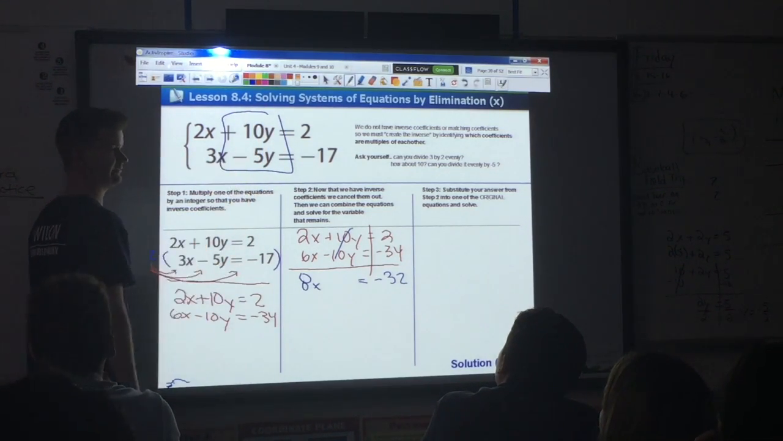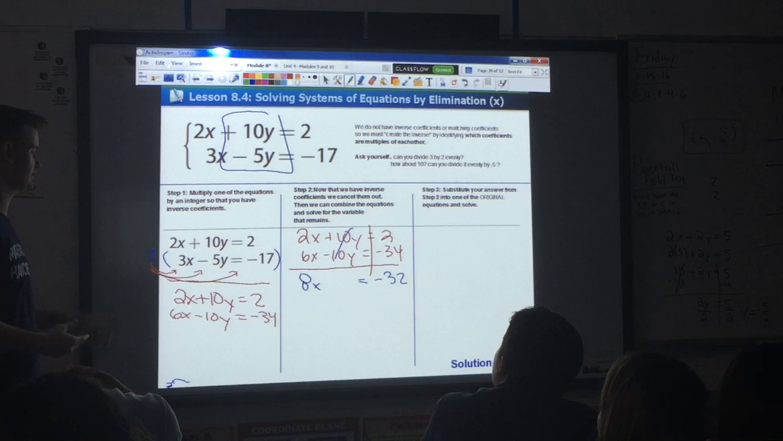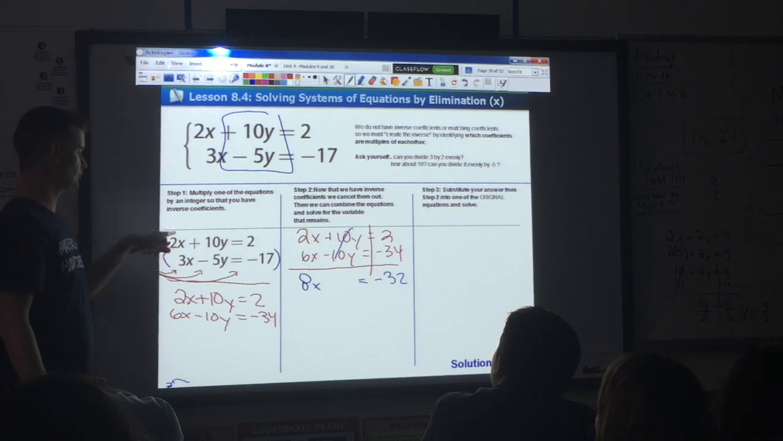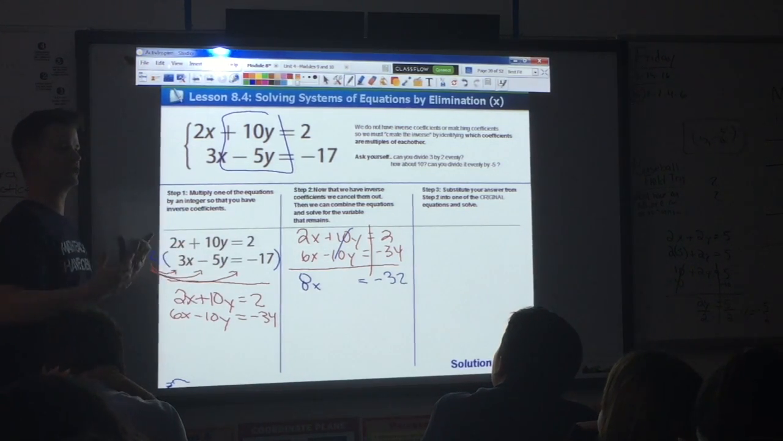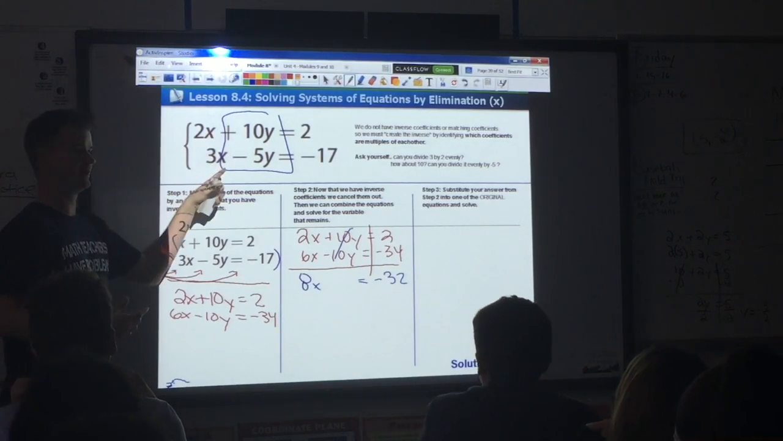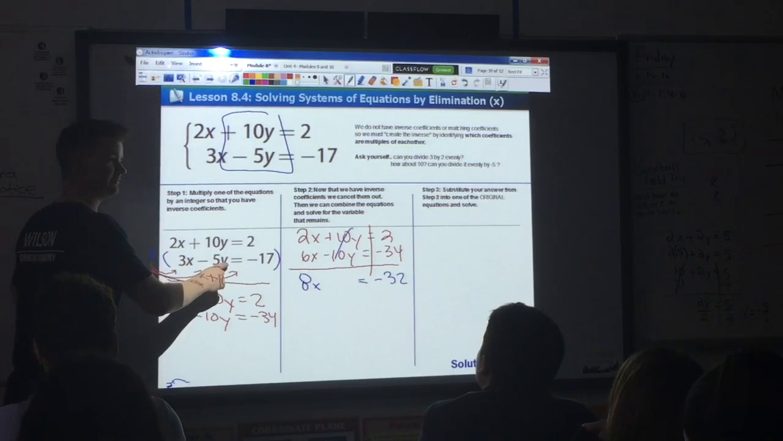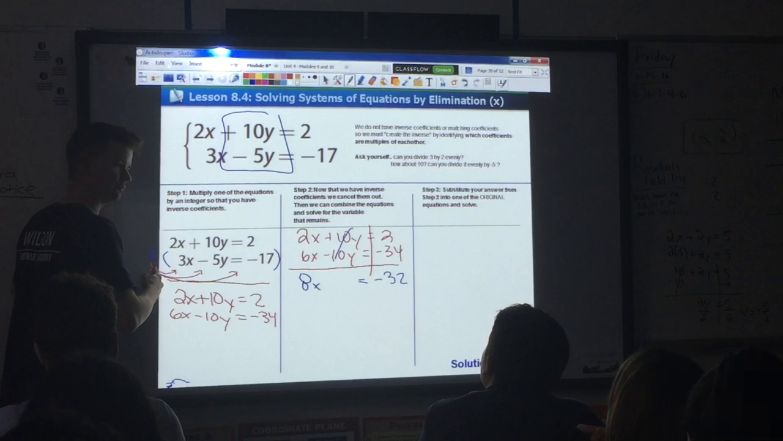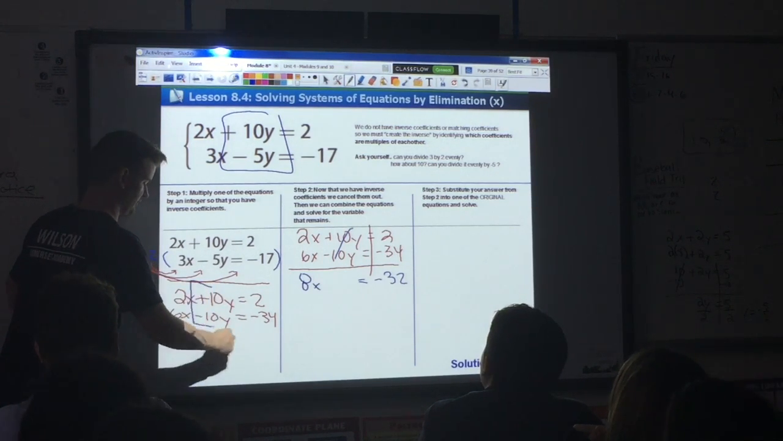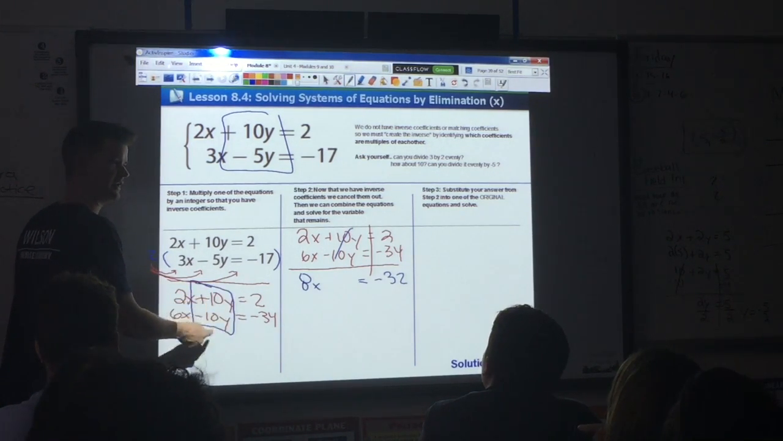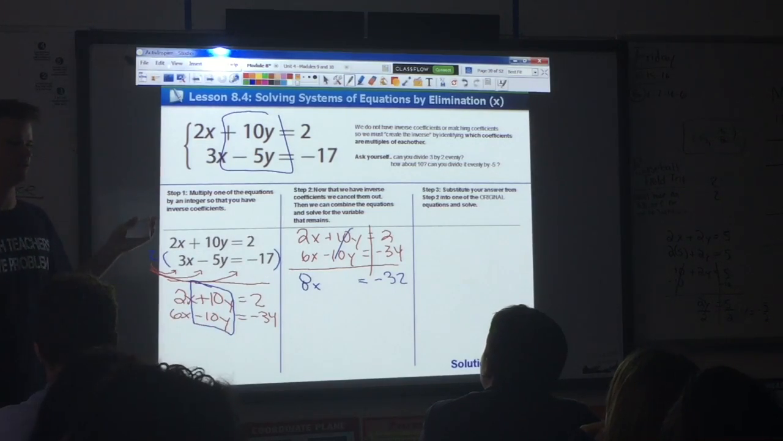What can I multiply negative 5 by to make it an inverse of a positive 10? 2. I can get the 2 from anywhere. I can multiply this equation by anything I want. As long as I multiply every term by that value, it doesn't change anything. But what it does do is give me my inverses. So if I multiply negative 5y by 2, it gives me the inverse I was looking for. And I have a positive 10 and a negative 10. Isn't that what we're looking for every single time?